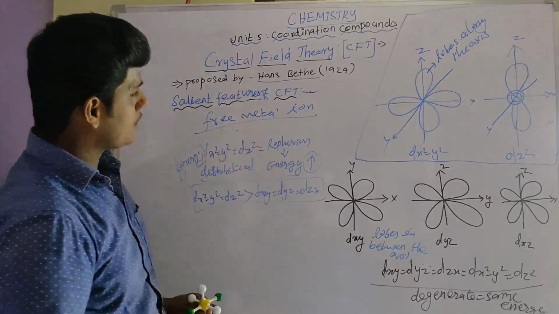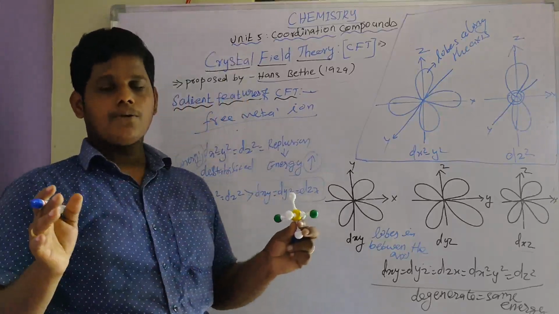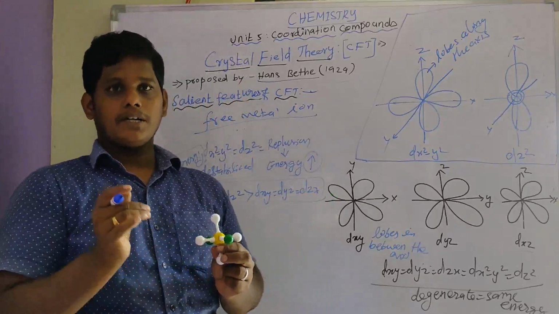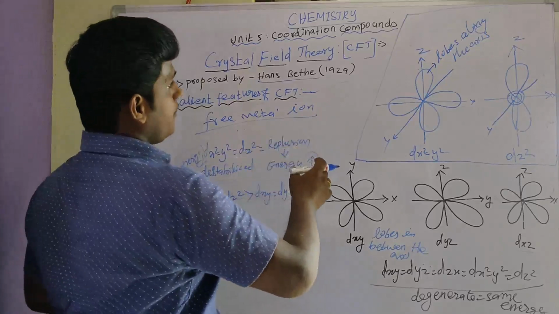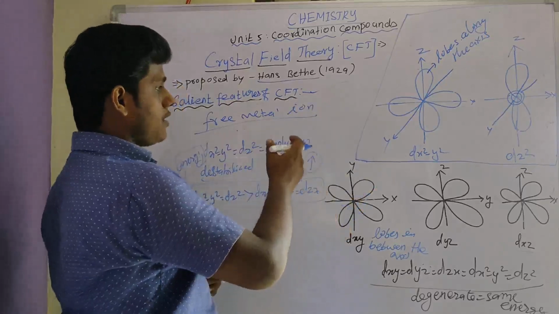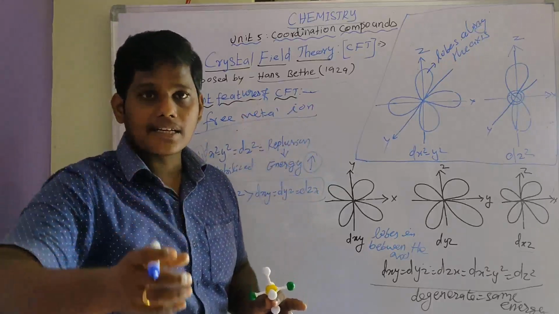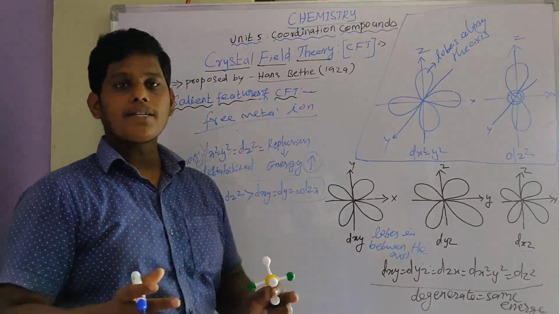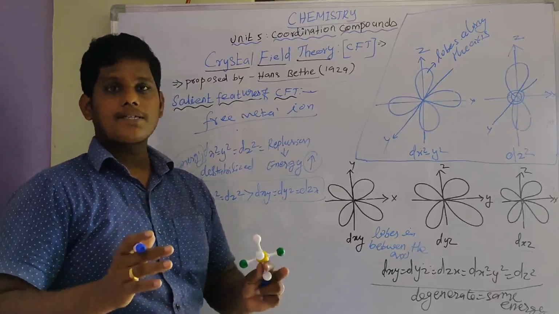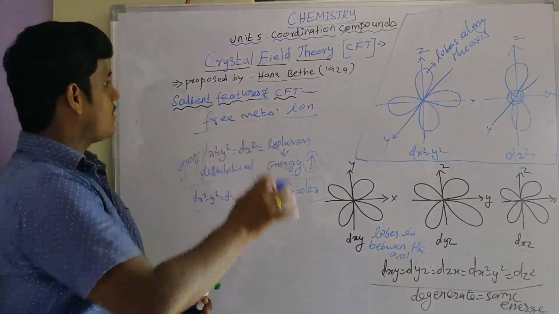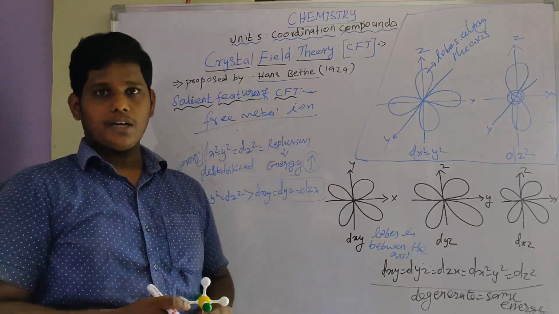Now, the last point to complete the formation of the complex: when the negative charge of the ligand and the positive charge of the central metal ion approach, the energy is decreased. At that time the bond is formed and the complex is completed. These are the salient features of crystal field theory. This is very important. Thank you.